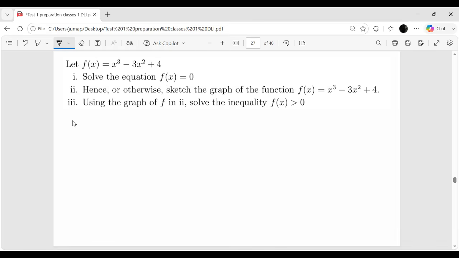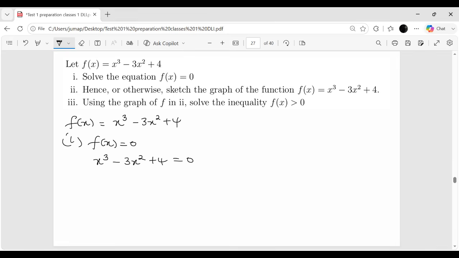Now we have f of x is equal to x to the power 3 minus 3x squared plus 4. They want us to find f of x when it is equal to 0. So this is just finding the equation: x to the power 3 minus 3x squared plus 4 is equal to 0. That is our polynomial function.